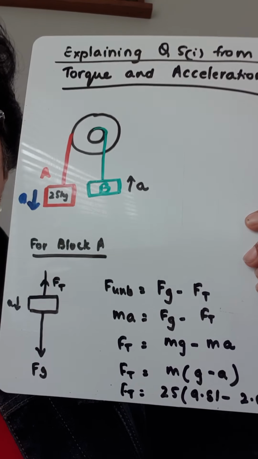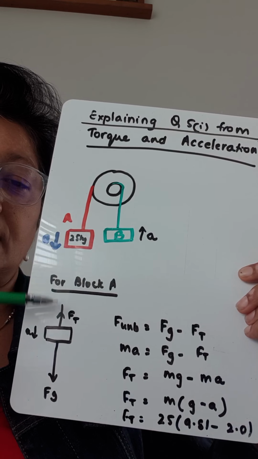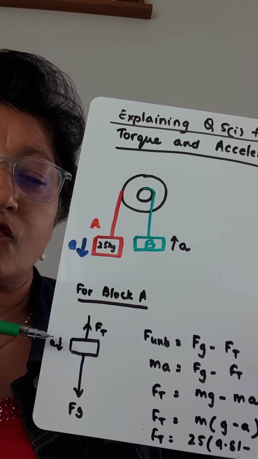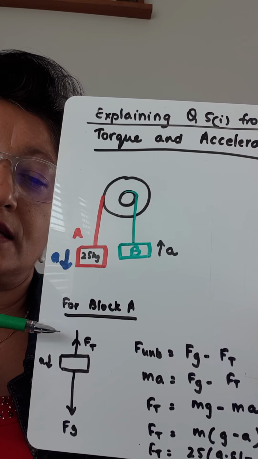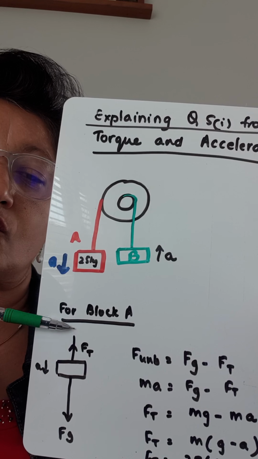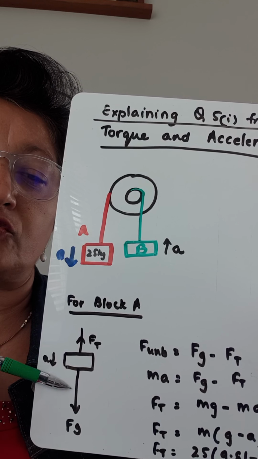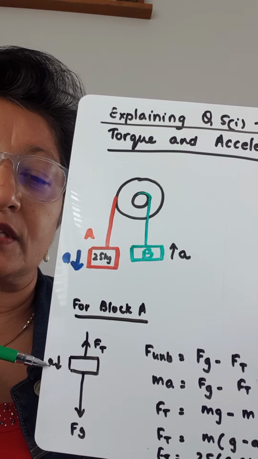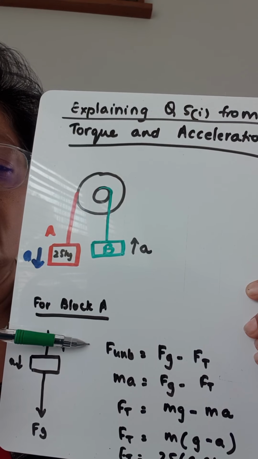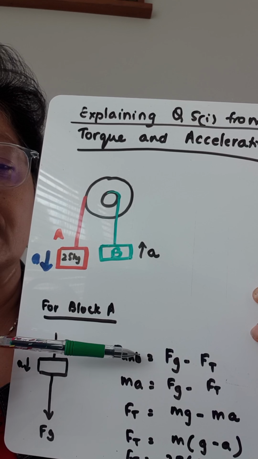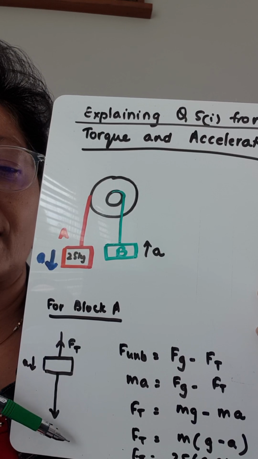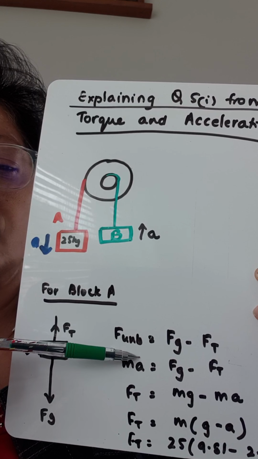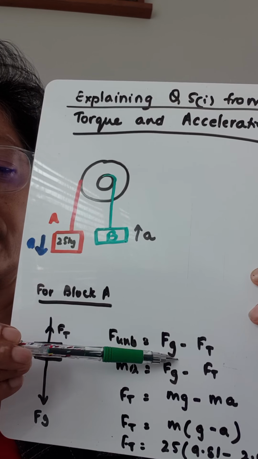So if we are looking just at block A, because it's accelerating downwards, the forces are unbalanced, and so your tension force is smaller than the force of gravity, and so the unbalanced force acts downwards, causing it to accelerate down. And so the way we get your unbalanced force is the difference between the two, because gravity is bigger, so it's Fg minus Ft, and the unbalanced force Ma is equal to that.